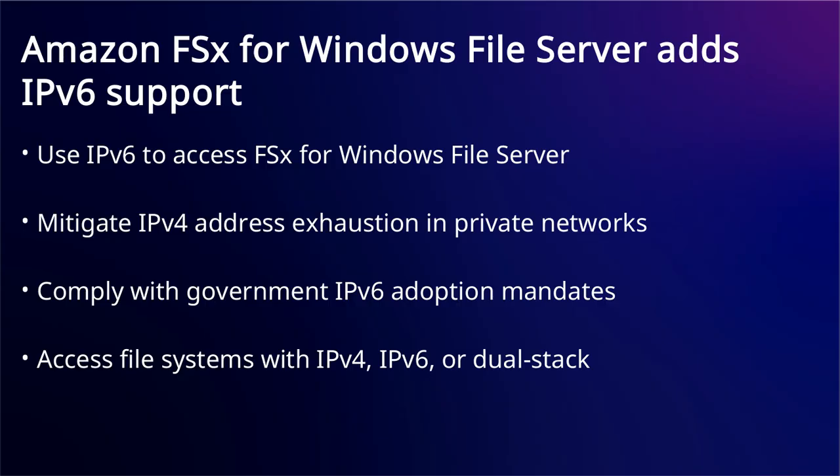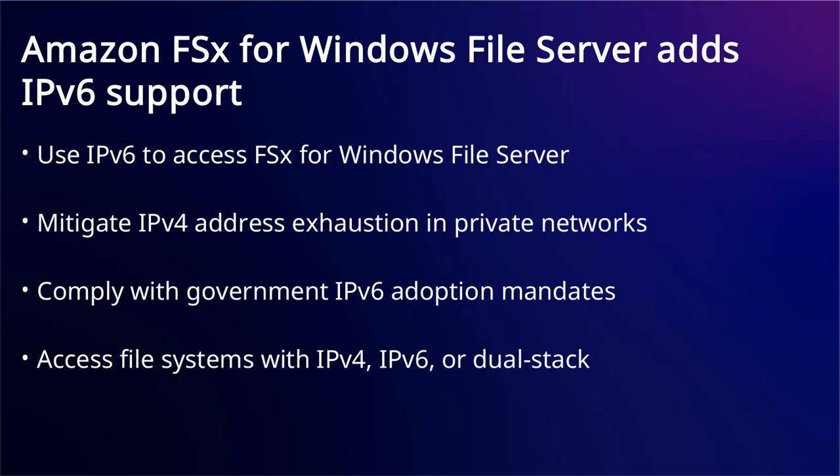As IPv4 addresses become scarce and government regulations push for IPv6 adoption, organizations need file storage solutions that support both protocols. Amazon FSx for Windows File Server now offers IPv6 support, addressing these challenges. You can use IPv6 to access your file systems, mitigating IPv4 address exhaustion in private networks. This feature helps comply with government mandates for IPv6 adoption.